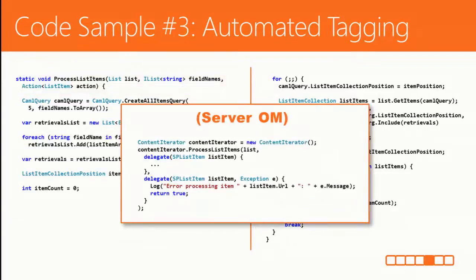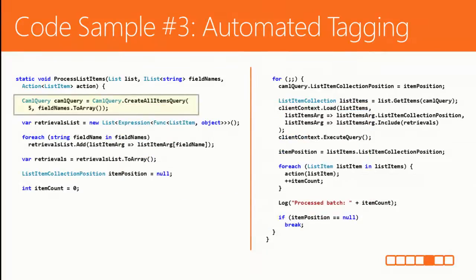In the server OM, I'll just point out that there's a similar concept, but it's called the content iterator. In that case, rather than you having to write your own processing engine, we've actually provided one for you. Behind the scenes, all it does is create the CAML query, go through and fetch batches of items, and then call your delegate on each of the items. If you were doing this in server OM, I'm going to show you on the slide what the corresponding code would look like. Like I said, I did give you a fully complete demo that does this whole thing using the content iterator on the server OM. I'm just not going to show it today, but you'll get it.